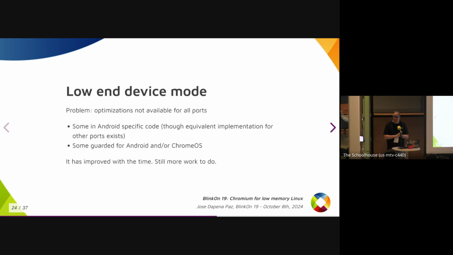Okay, so the main problem here is that these low-end memory optimizations are not always available for all the ports. In some cases, it's basically in the Java code of Android, so the equivalent implementation in Chrome, in the Aura implementations, is not going to have these optimizations. And in other cases, the performance optimization is only available when you are running on Android or maybe on Chrome OS. This has improved over time, so most of the optimizations are also available in Linux, but not all of them. There's more work to do.